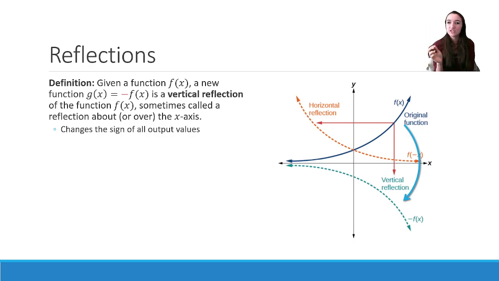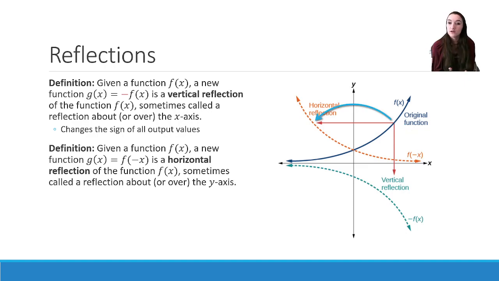So we are changing our output values. Our y values have entirely changed here. All of the y values are now different. They are the negative form of what they were before. If they had been negative, they would become positive, etc.